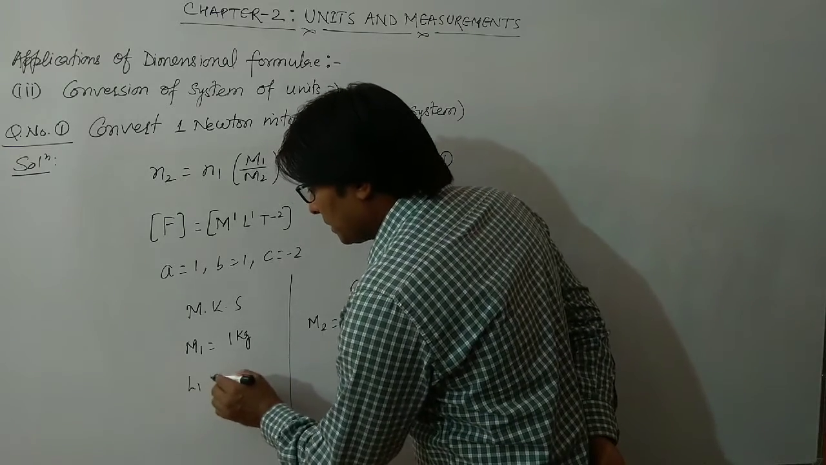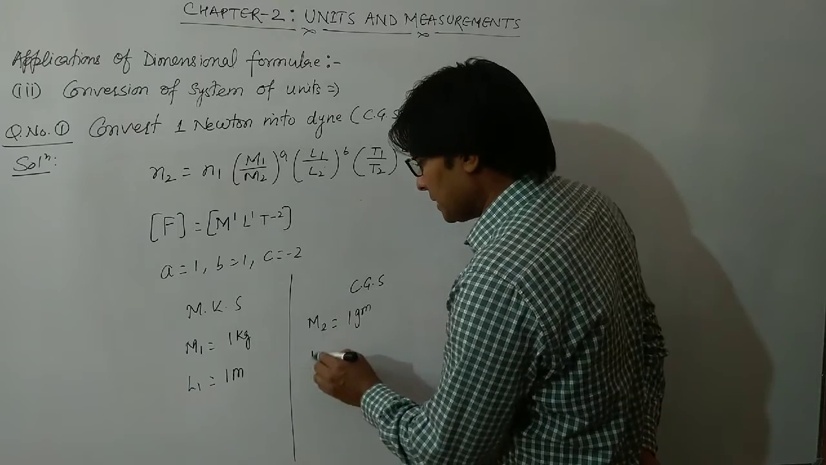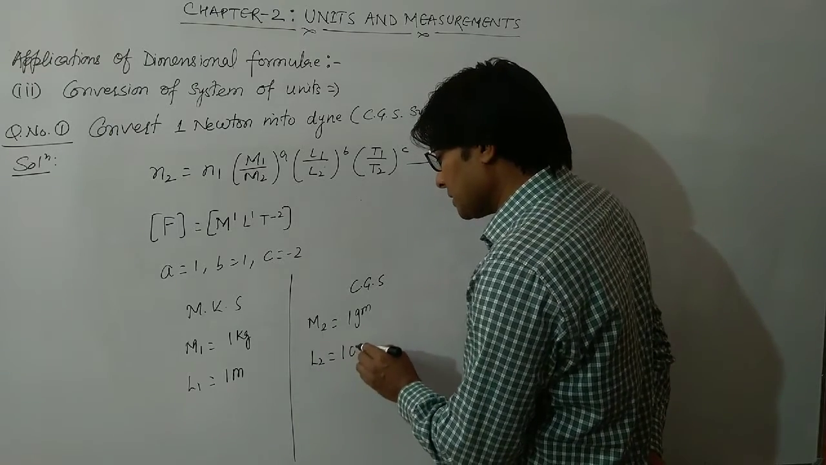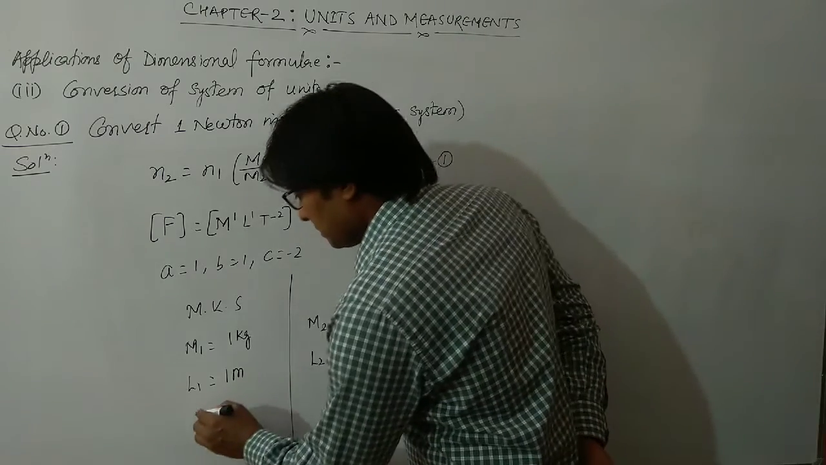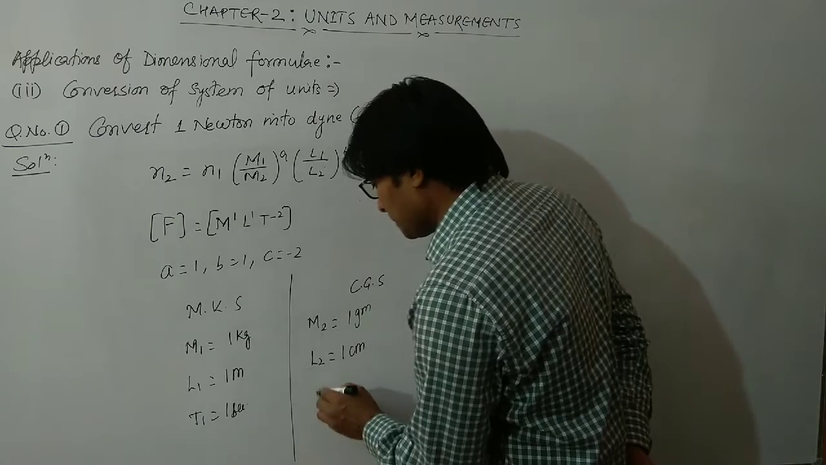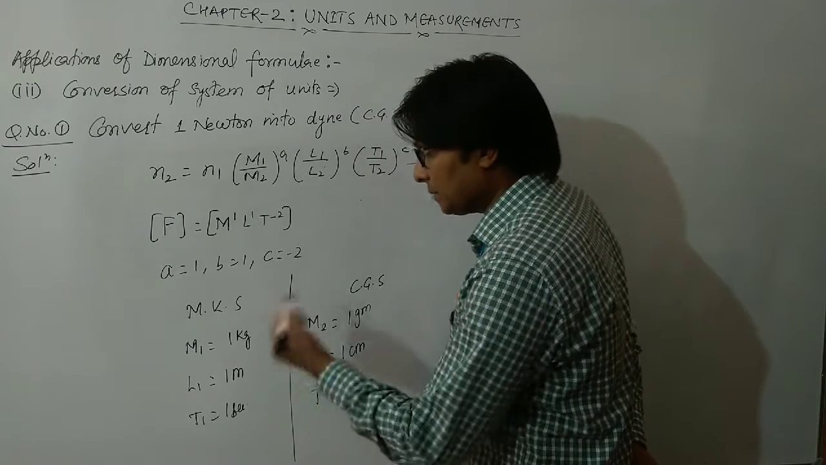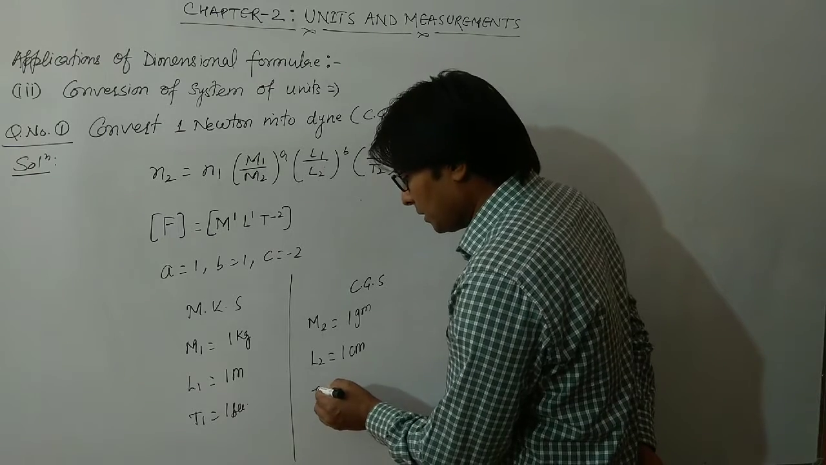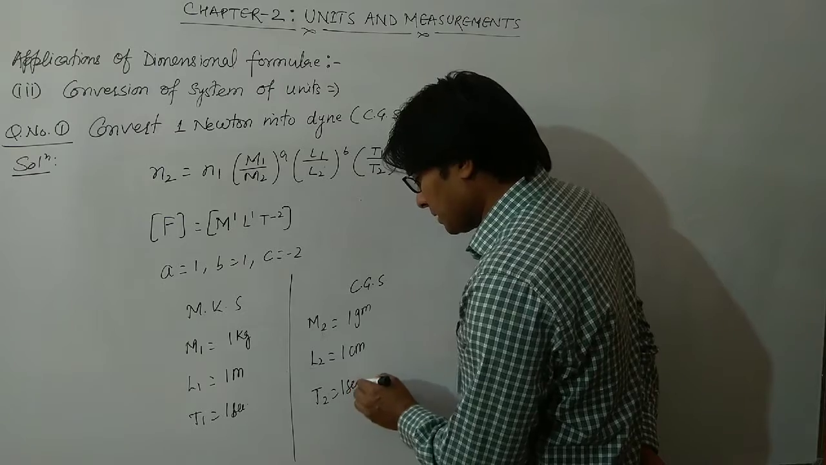Similarly, L1 is equal to 1 meter because length is measured in meters, and L2 is equal to 1 centimeter because length in CGS is measured in centimeters. T1 is 1 second in both systems of units because time is measured in seconds in both, whether it is CGS or MKS. So T2 is also equal to 1 second.